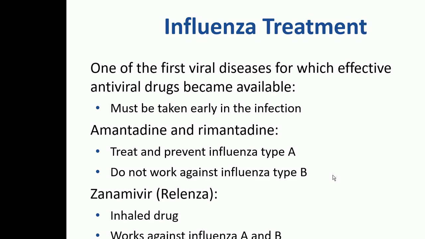And these are some of the drugs which are there for the influenza virus. Amantadine and Rimantadine are basically used to treat and prevent influenza type A, and they do not work against influenza type B. Then we have Zanamivir. These are inhaled drugs, and they work against influenza A and B. Then we have Tamiflu. That's another antiviral drug.